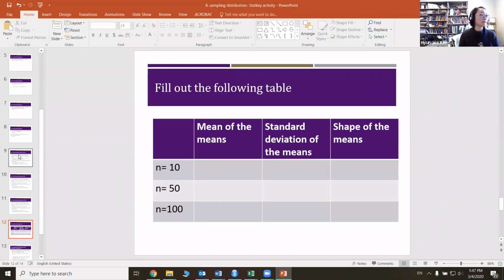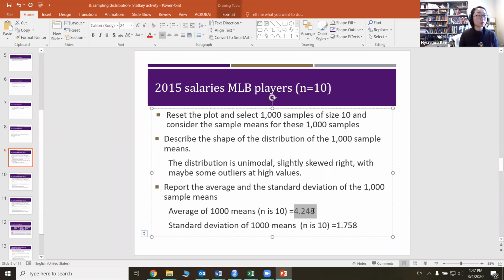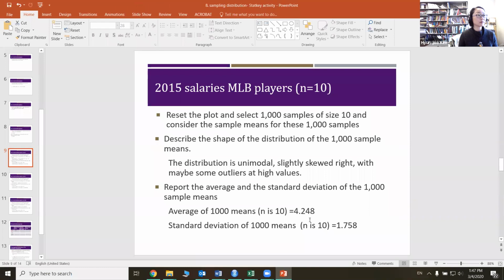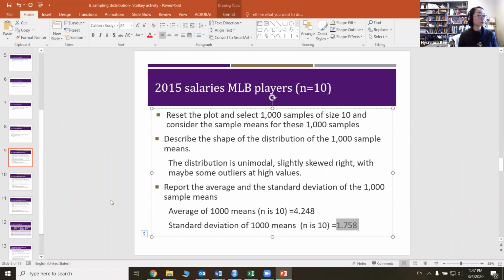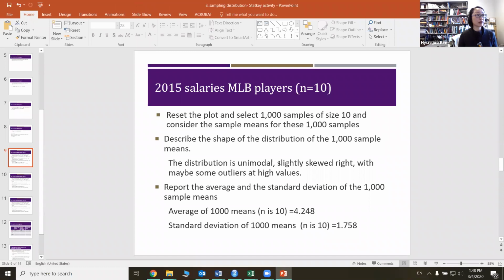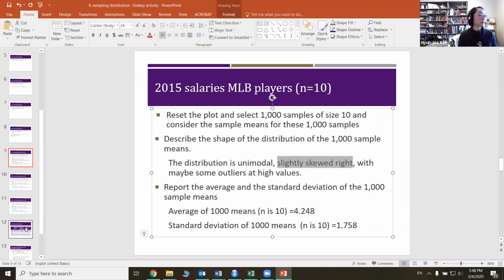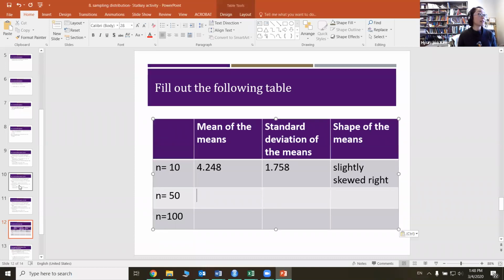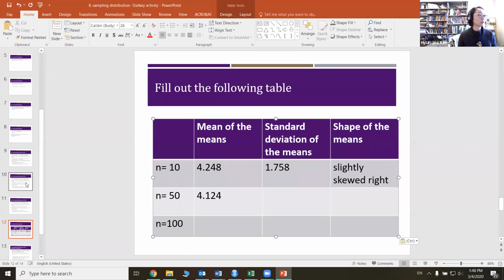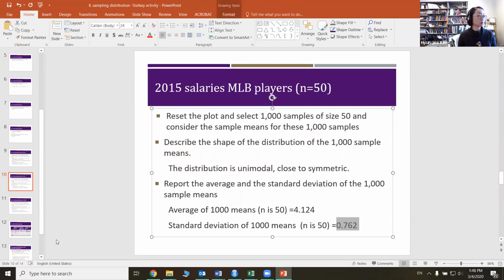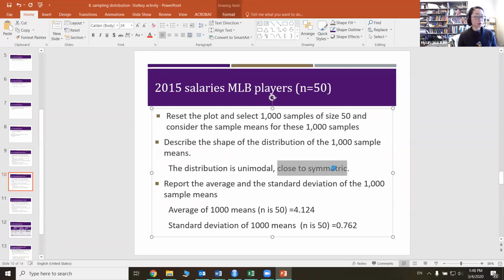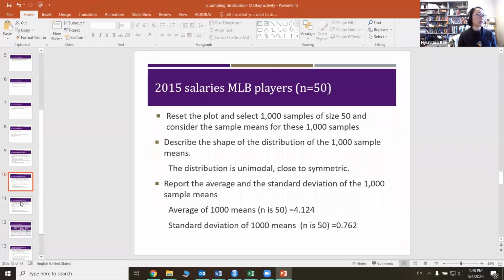Here, our mean value was 4.248, so I'm just going to copy and paste it here. And our standard deviation value was 1.758. The shape was slightly right skewed. Is that the description that we used? Slightly right skewed. For n equal to 50, the mean was 4.214 and the standard deviation was 0.762. Copy and pasting. The word that we used was close to symmetric.